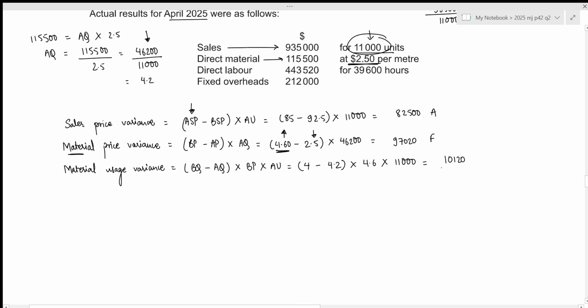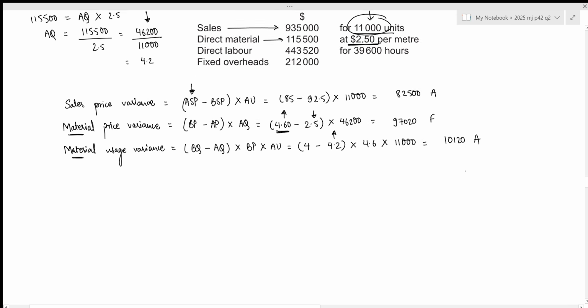And in this case, it is negative because we required a higher actual quantity. And again, we're talking about material, which is a cost. And if we require higher quantity, it means that we will have to pay a higher cost, which will result in an adverse condition for the business. Now we need to include 10,120 in the adverse column.